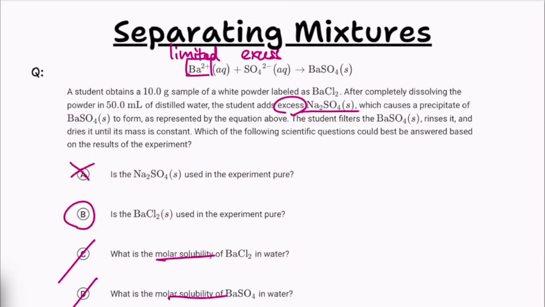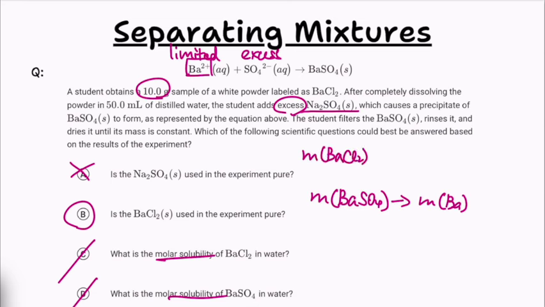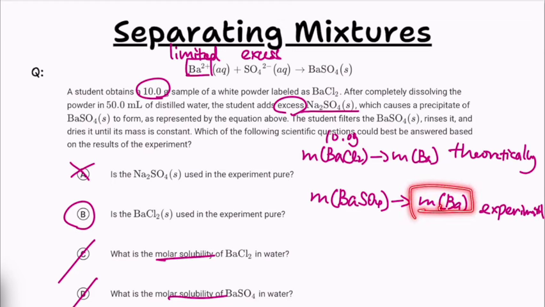How can we determine if barium chloride is pure or not pure? Based on the mass of the barium chloride, you can calculate the mass of the barium. This is theoretical, the amount of barium that you expect to have in 10 grams of barium chloride. And then this is what you actually get. This is experimental. The experimental value will, of course, be less than or equal to the theoretical value. If it's the same, then it is pure. If the experimental mass is less than the theoretical mass, then it means the barium chloride used for the experiment is not pure.